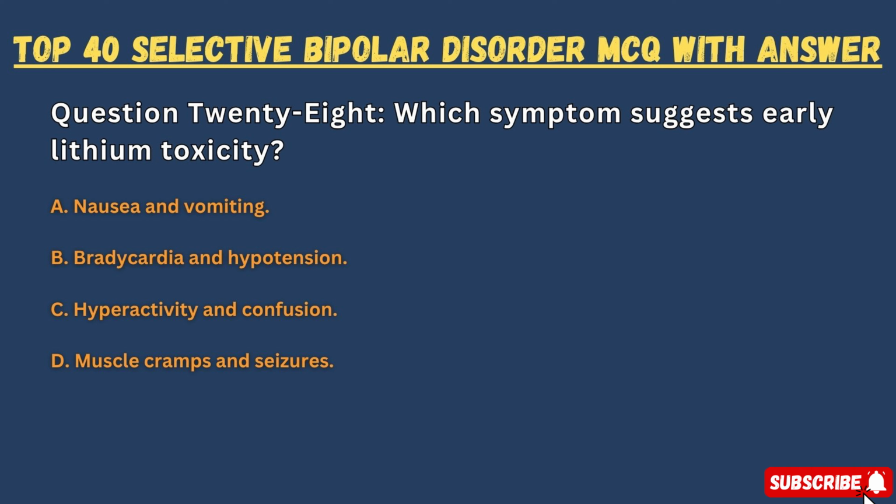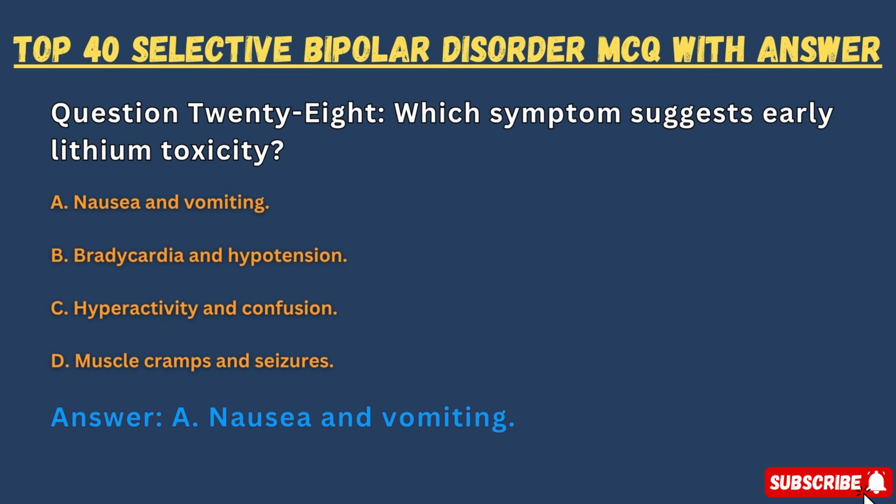Question 28. Which symptom suggests early lithium toxicity? A. Nausea and vomiting. B. Bradycardia and hypotension. C. Hyperactivity and confusion. D. Muscle cramps and seizures. Answer: A. Nausea and vomiting.